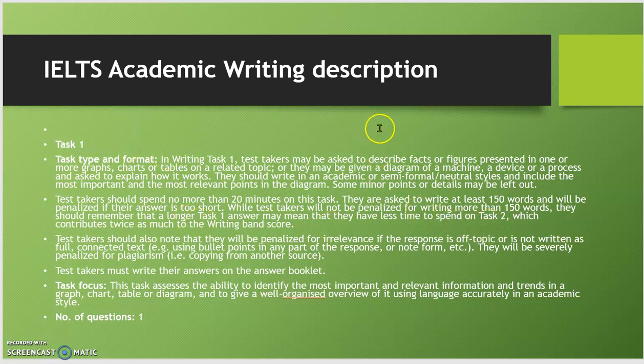Academic writing description. Task type and format. In writing Task 1, test takers may be asked to describe facts or figures presented in one or more graphs, charts or tables on a related topic, or they may be given a diagram of a machine, a device or a process and asked to explain how it works.